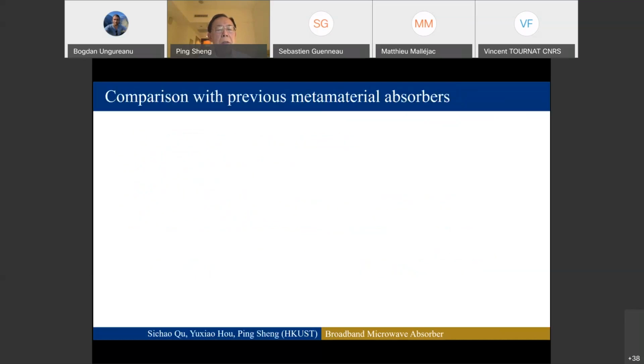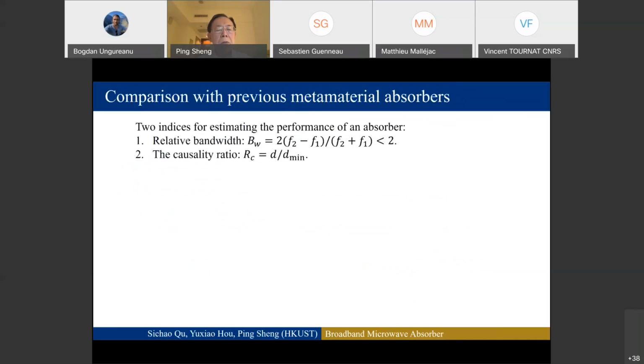So how about comparison with some of the competitive absorbers we can find in the previous literature? To do that, we want to define two indices. One is the relative bandwidth. That dimensionless parameter's upper limit is 2. Okay, it cannot be greater than 2. So the closer you get to 2, the better. The other parameter is the causality ratio, namely the sample thickness divided by the causality limit, and you want that as close to 1 as possible.